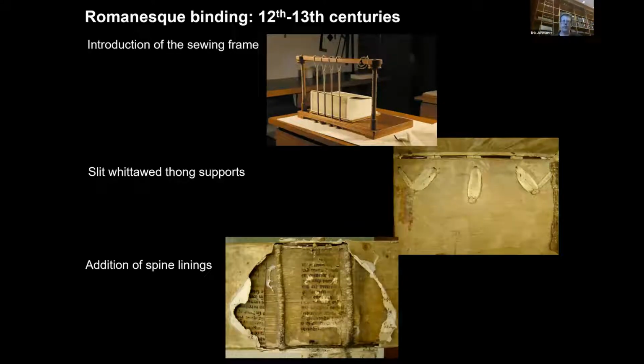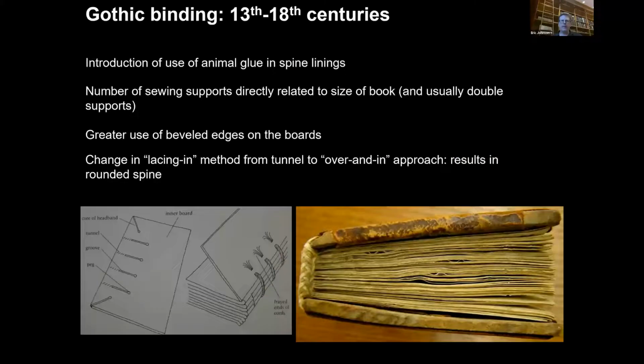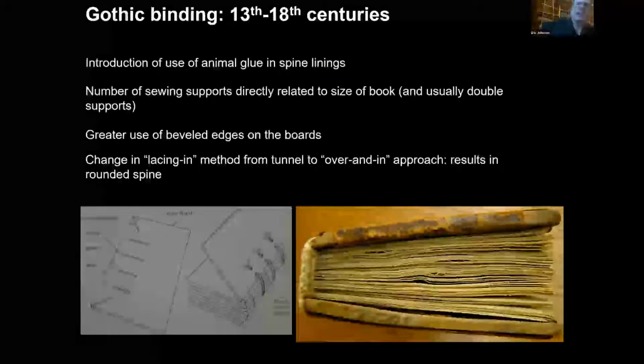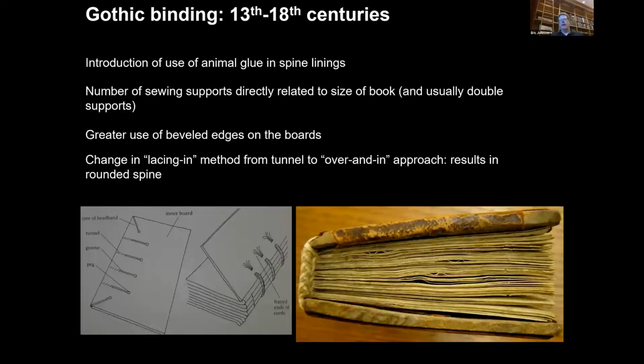The last period is the Gothic binding period, and this is 13th to the 18th centuries. Big thing that happens here is the introduction of the use of animal glue in spine linings. So in addition to, sometimes instead of using spine liners that they used in the Romanesque period, they might just slather the entire back of that spine with glue in order to help hold the individual quires together. Very often they were also adding spine liners in on top of this though.